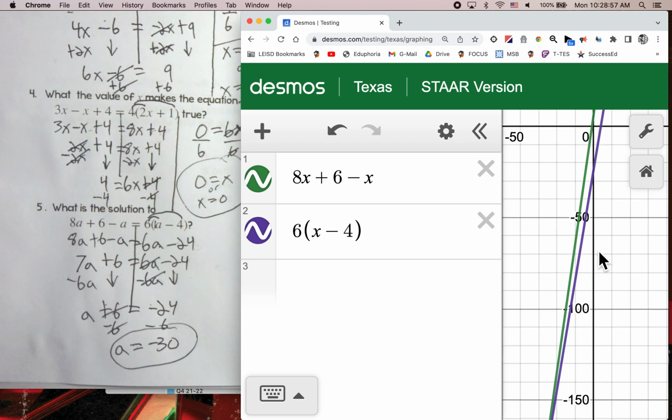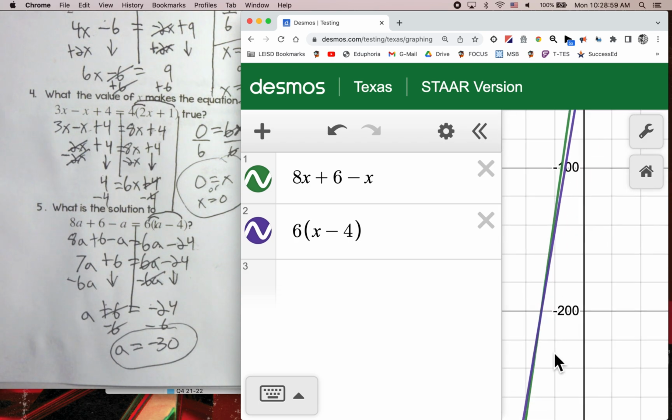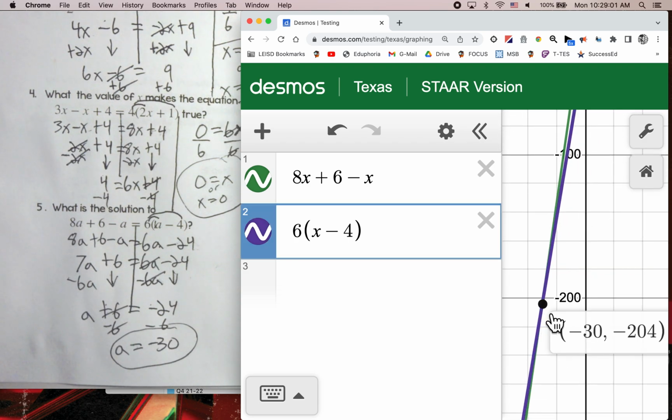Let's just zoom out until I see it. See where they cross? Somewhere around here. They cross at -30. Remember, if I'm doing this graphing method, I only care about the x value, the first value. Don't worry about that -204. And once again, my answer is -30, so it worked.